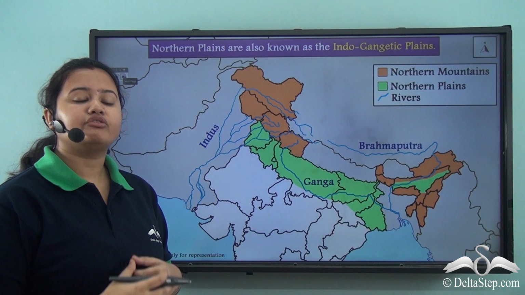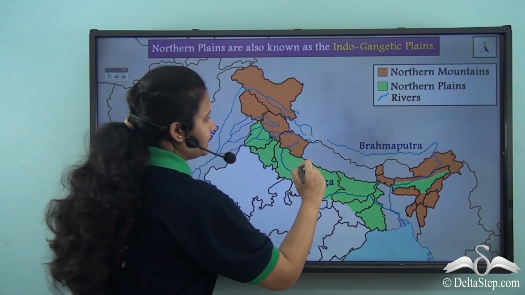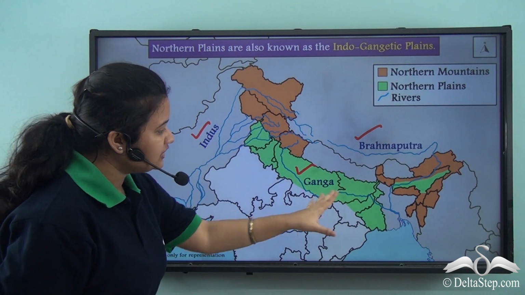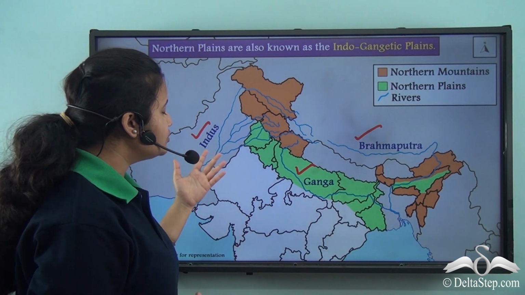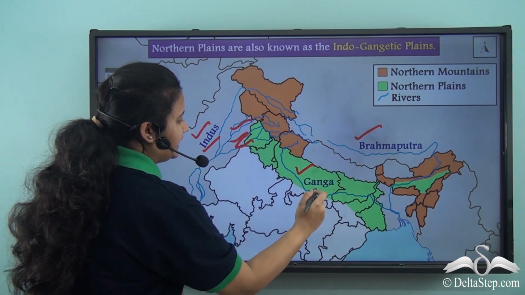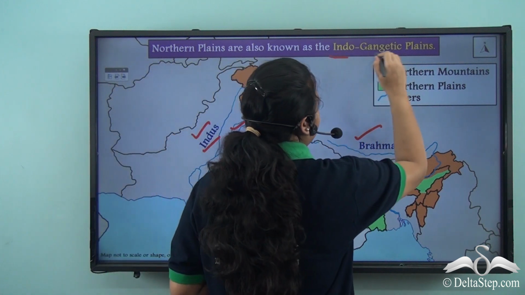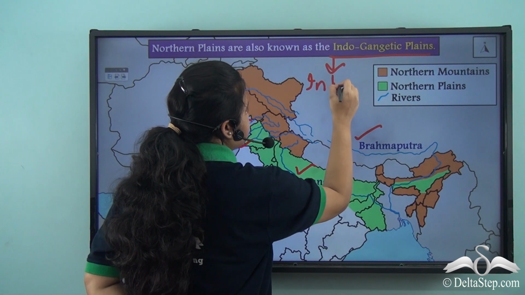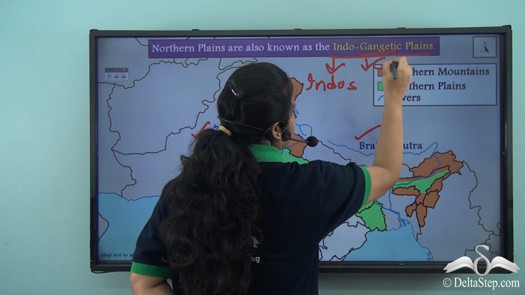Now this region of northern plains is drained by 3 main rivers, Indus, Ganga and Brahmaputra. See, in this map we can find that the region of northern plains is drained by these rivers. Mostly it is drained by the tributaries of river Indus and Ganga. So therefore northern plains are also known as Indo-Gangetic plains, where Indo stands for river Indus and Gangetic stands for river Ganga.